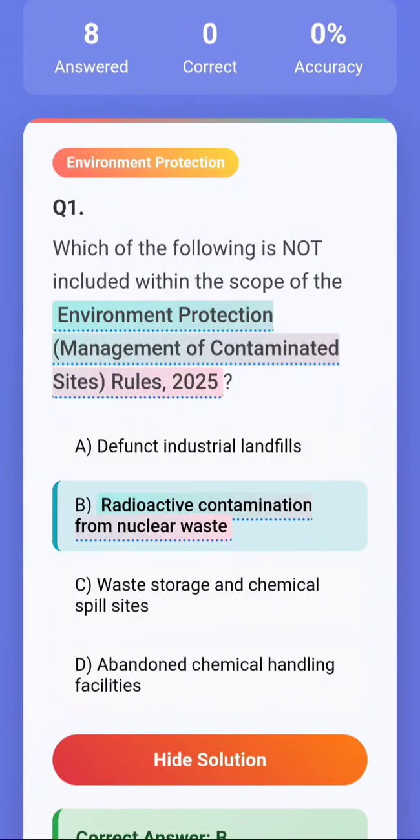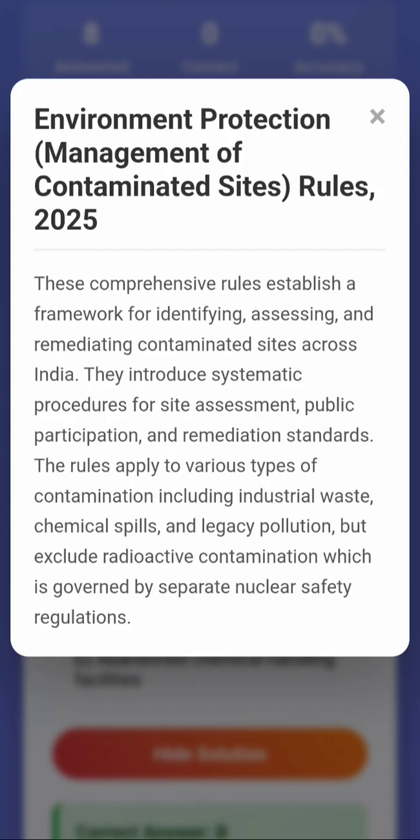11th August current affairs. So the topic is Environment Protection Rule 2025. This is a new environment rules framework. Actually it targets the chemically contaminated sites. This is the first ever rules to target the chemically contaminated sites. Okay. So identifying, assessing, remediating contaminated sites across India.